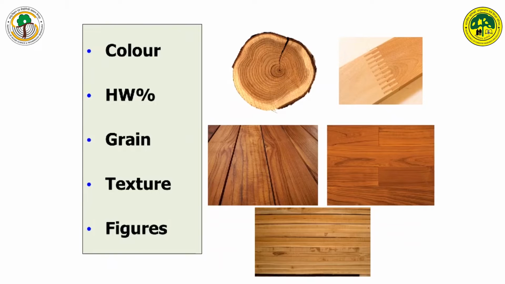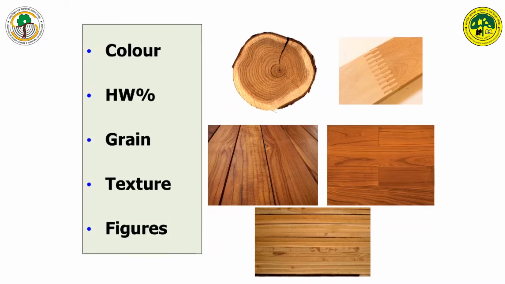Then next is the color, amount of heartwood present, grain, texture, and figures. These have already been discussed. And here we know that wood comes in different colors. Even white woods are available and very dark color woods are available. So depending upon our choice, we can select the wood for different applications. Then it is the heartwood which mostly has the commercial value. The heartwood is the inner colored wood which is present in the tree.